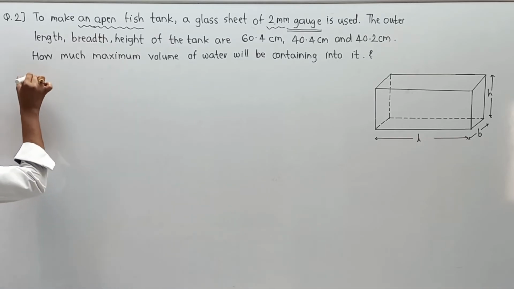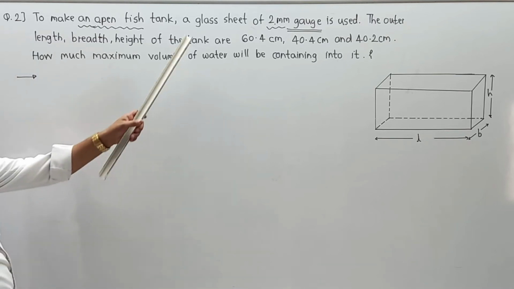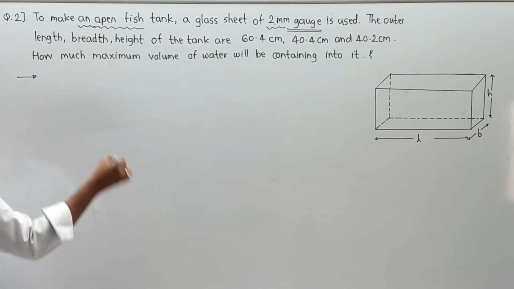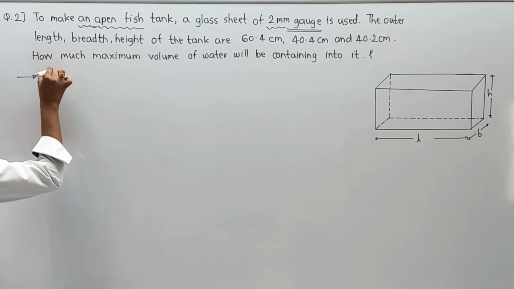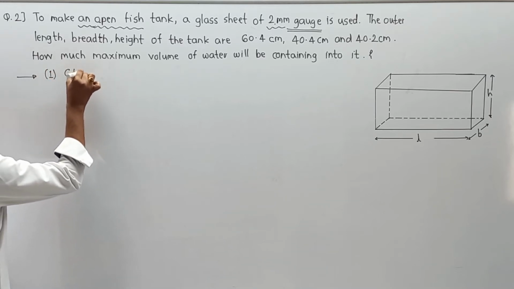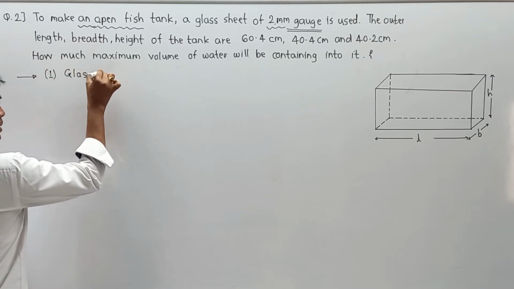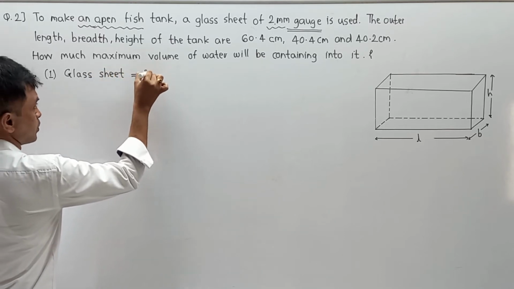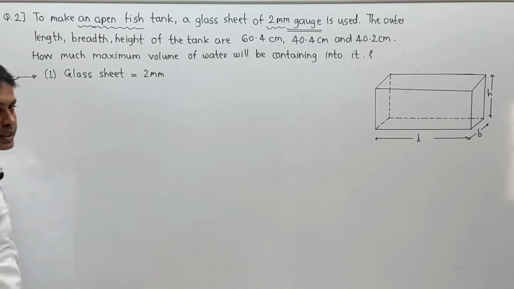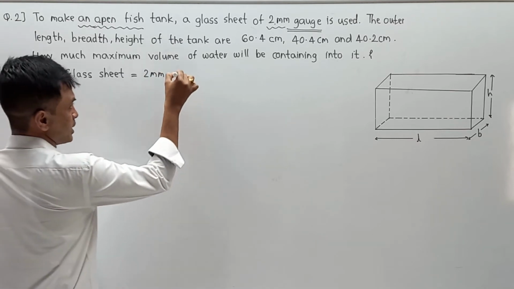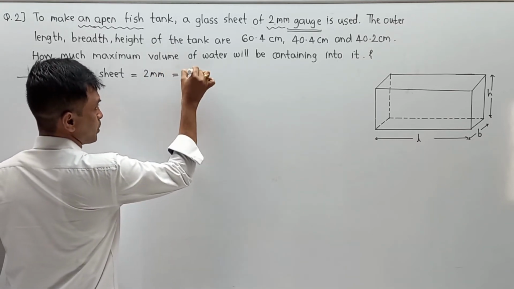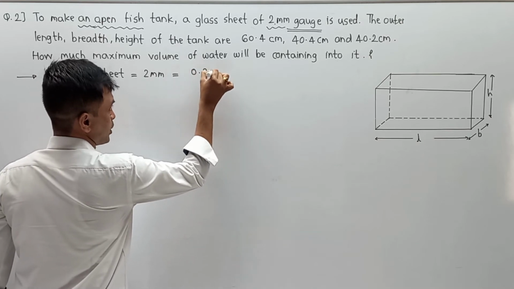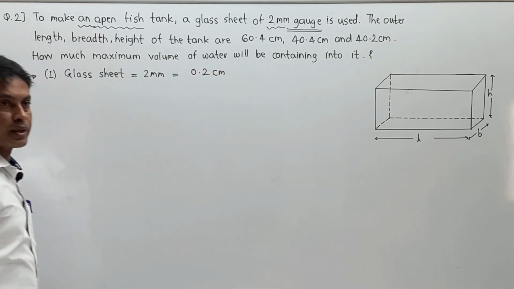Now again there is a part that I am going to explain, please pay attention. The glass sheet of 2 mm gauge or thickness is equal to 2 mm in terms of thickness. Other calculations are in centimeter, so I am writing 2 divided by 10, or it becomes 0.2 centimeter.